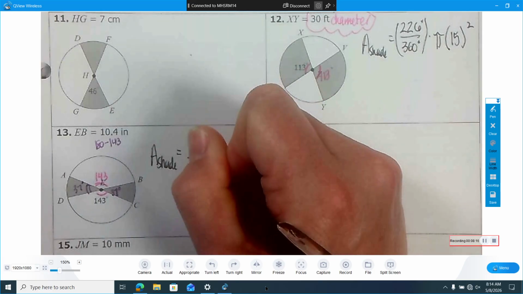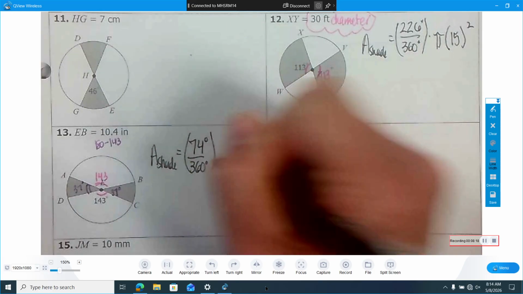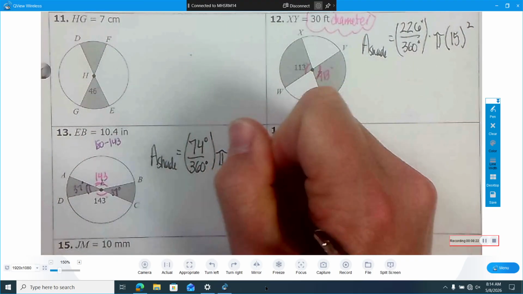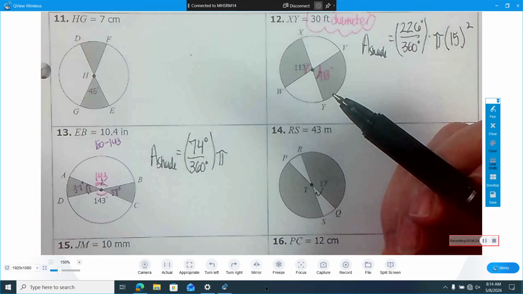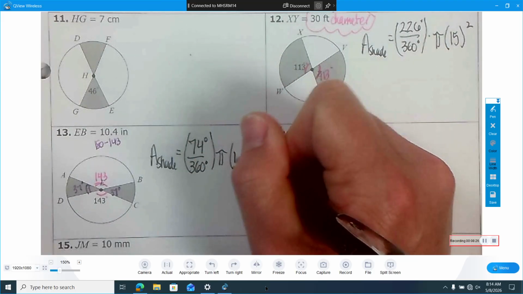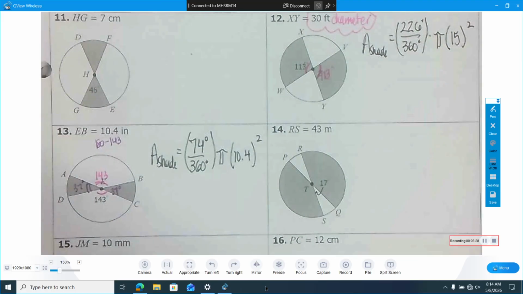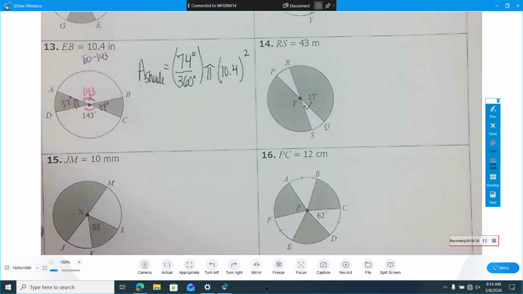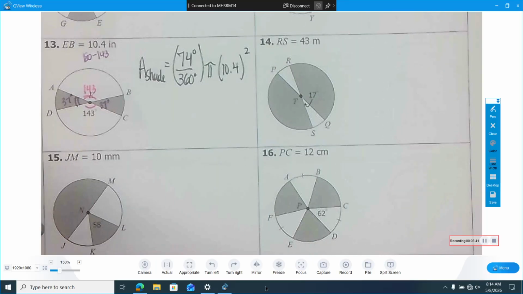74 degrees out of the total 360 is shaded. And we want pi times radius. EB is a radius, so 10.4 squared. All right. Cool, let's just do one more. How about number 16?